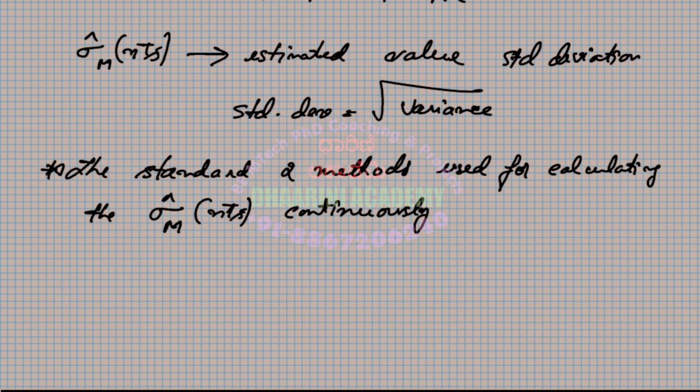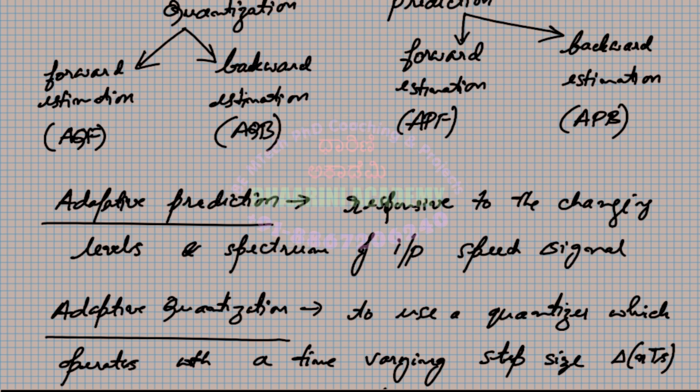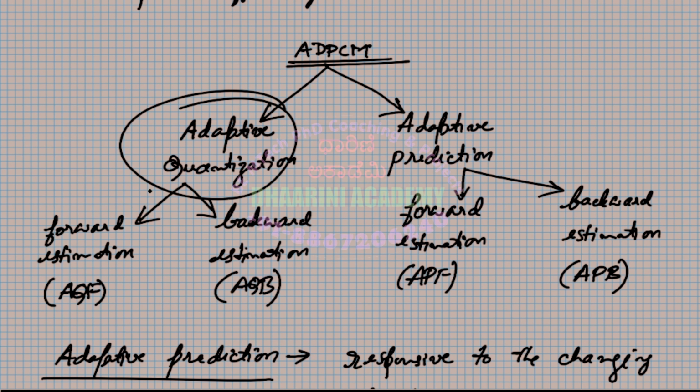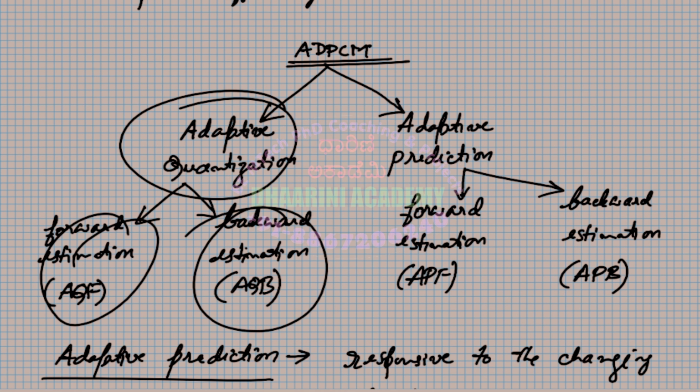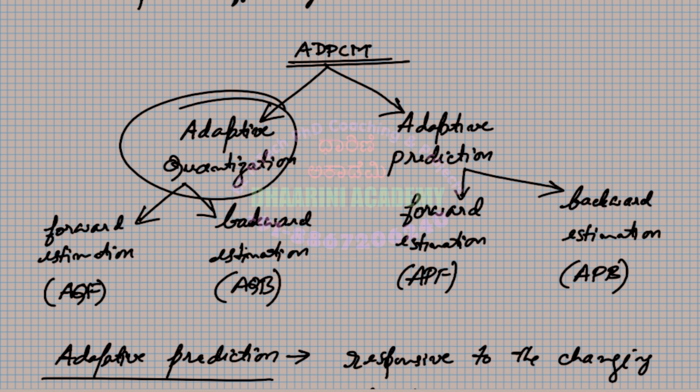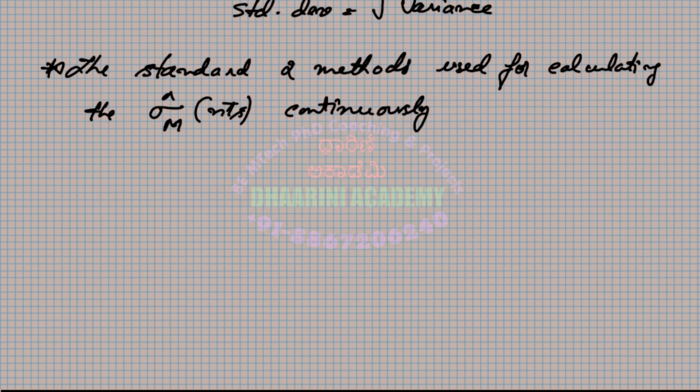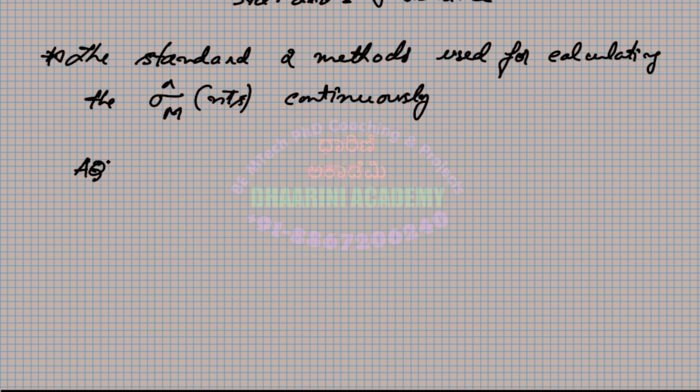You see here, I know the answer, already I have written it. I'll show you here. So I'm inside quantization. There are two methods: one is AQF, one is AQB. We just have to see what they are going to do. So the first technique is AQF, forward adaptive quantization. You are trying to do the quantization with the forward estimation technique.